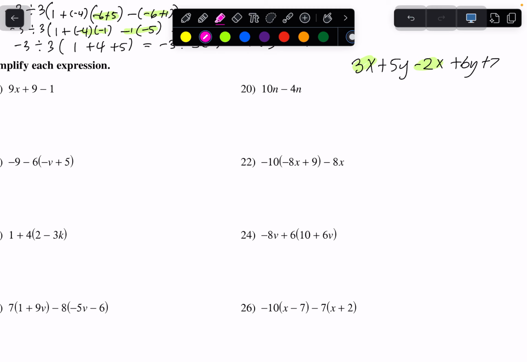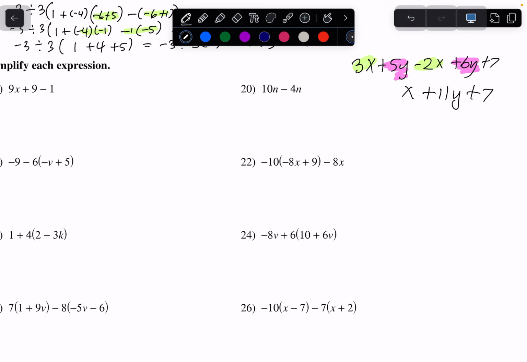And we think of those as if I have 3 blocks that have an x on it, and we take away 2 of them, I have 1 x remaining. 5y's plus 6y's, how many y's do I have? And then that 7 is just its own unique thing. So that would be x plus 11y's plus 7.